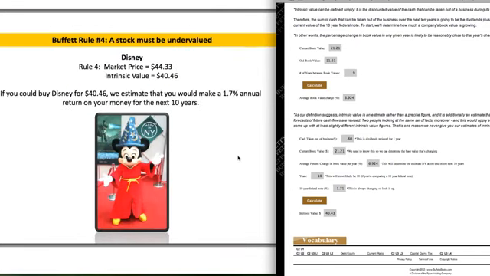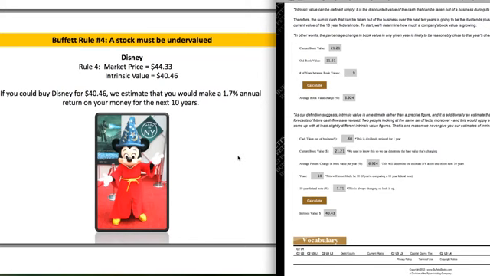So when we're looking at Disney, this is rule number 4. The market price that it's currently trading for on the market is $44.33. When we use the intrinsic value calculator, we found that the value of Disney is $40.46 when compared to the 10-year federal note. So what does that mean? What does that $40.46 mean? That means if you could buy Disney right now for $40.46, we estimate you get a 1.7% annual return on your money for the next 10 years.